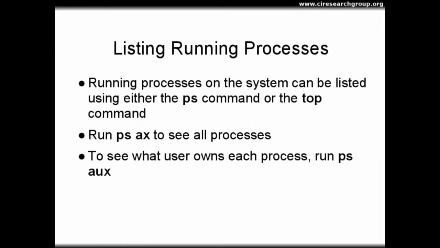When working with a Linux system, it's often useful to see what programs or processes are running on the system. There are two commands that can be utilized in order to find this information. The first of these is the ps command, which stands for processes. ps ax will allow you to see all processes currently running on the system. To find out which user owns each process, run ps aux.